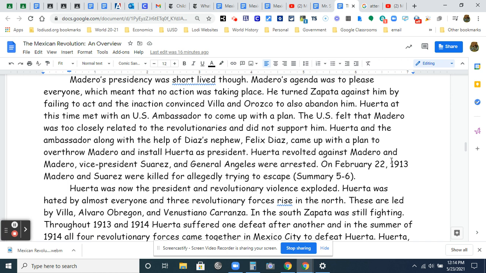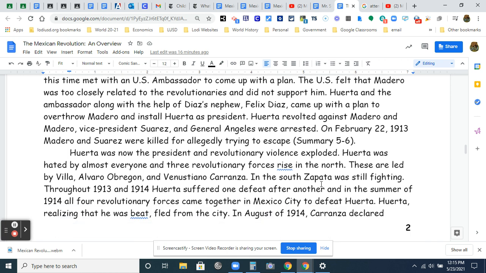Huerta revolted against Madero, and Madero, Vice President Suarez, and General Angeles were arrested. On February 22nd, 1913, Madero and Suarez were killed for allegedly trying to escape. See what happens? See why he left the first time? Huerta was now the president, and revolutionary violence exploded. Huerta was hated by almost everyone because they thought of him as trying to be a modern day Diaz.